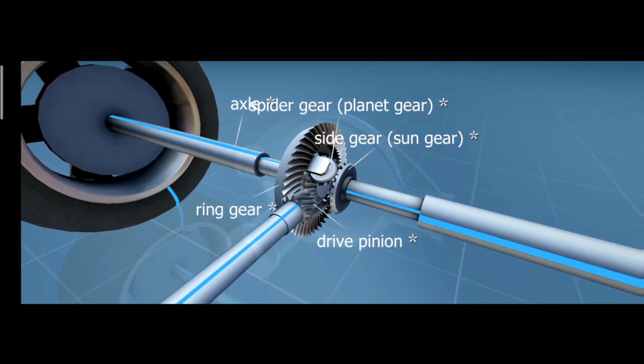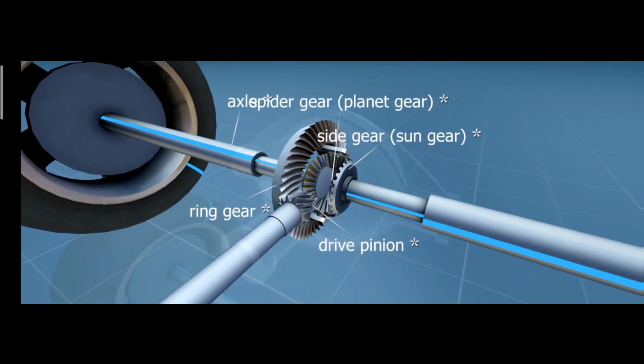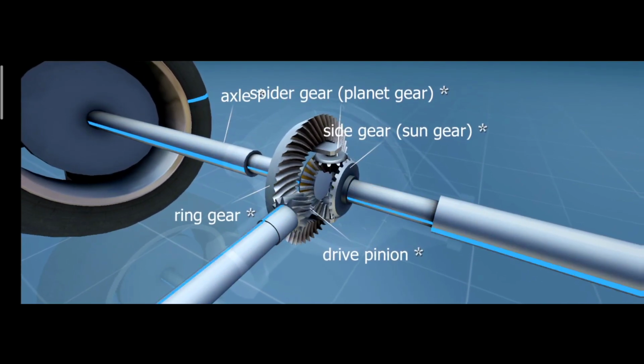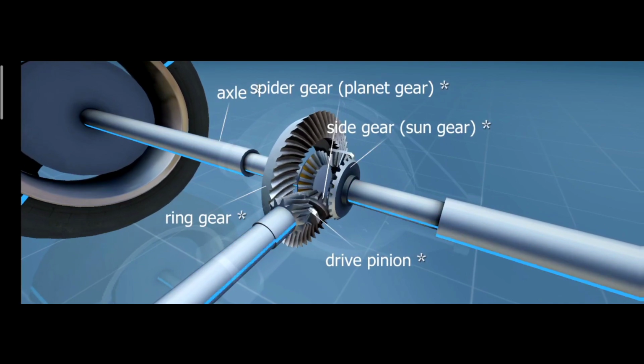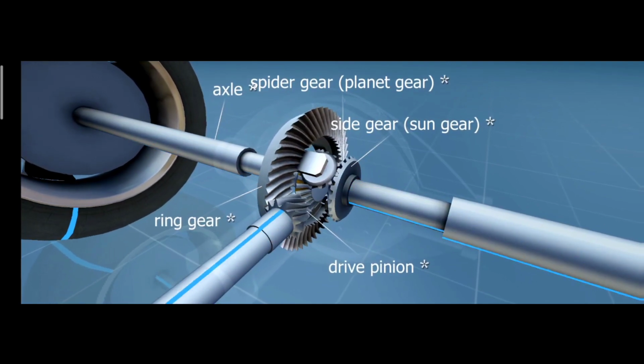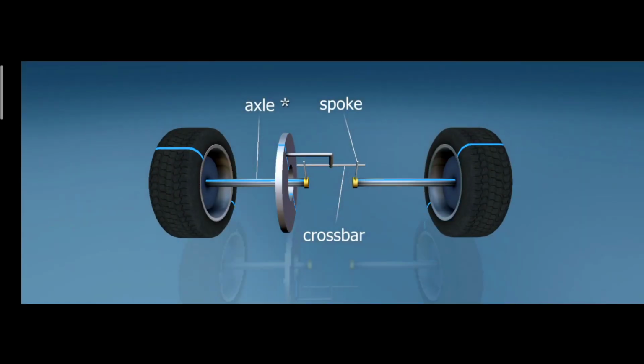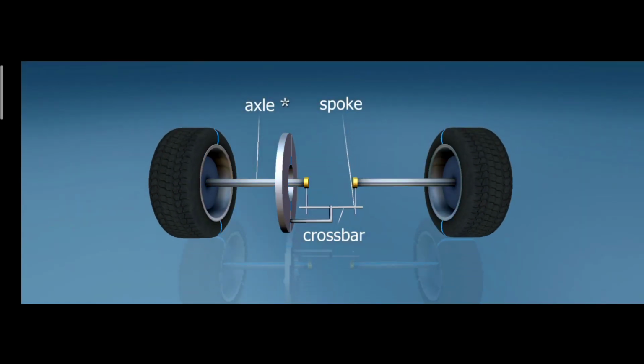The pinion at the end of the drive shaft rotates the ring gear, transmitting the power to the spider gears, which engage with the side gears fixed on the axles, transmitting the power to the wheels. Now let's see how the differential evolved.